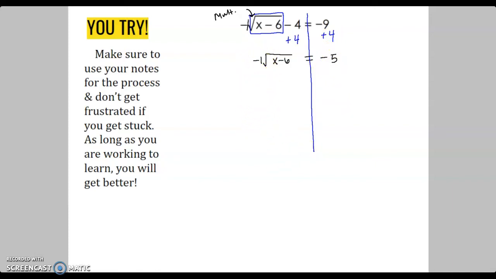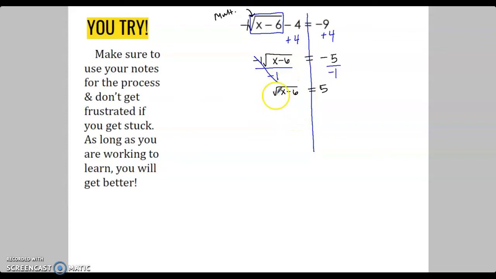Again, we said that -1 is being multiplied, so that means we're going to divide it. And so we are left with the square root of x minus 6, and this is equal to 5, because a negative divided by a negative is a positive. So step 1 is done. We have isolated the radical by itself.